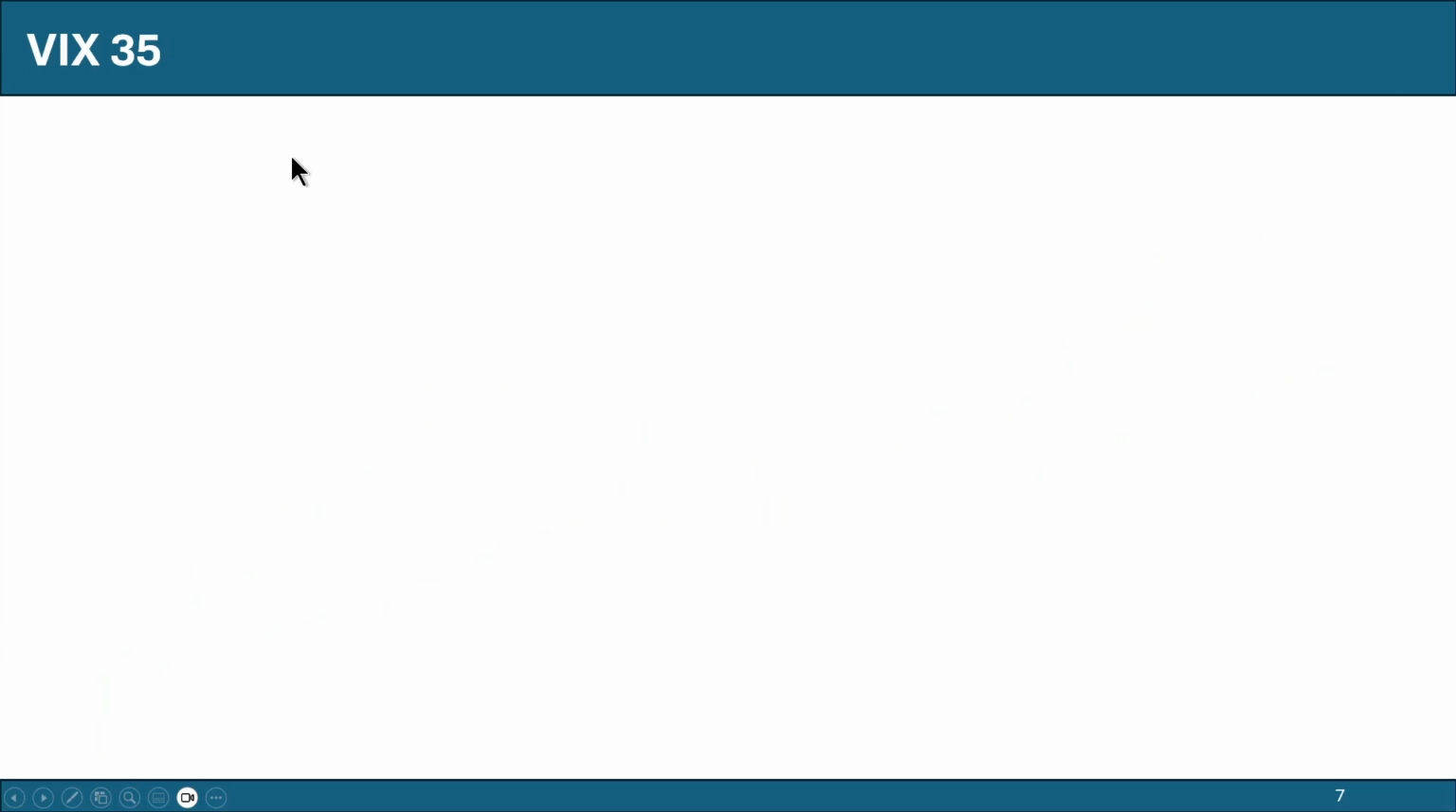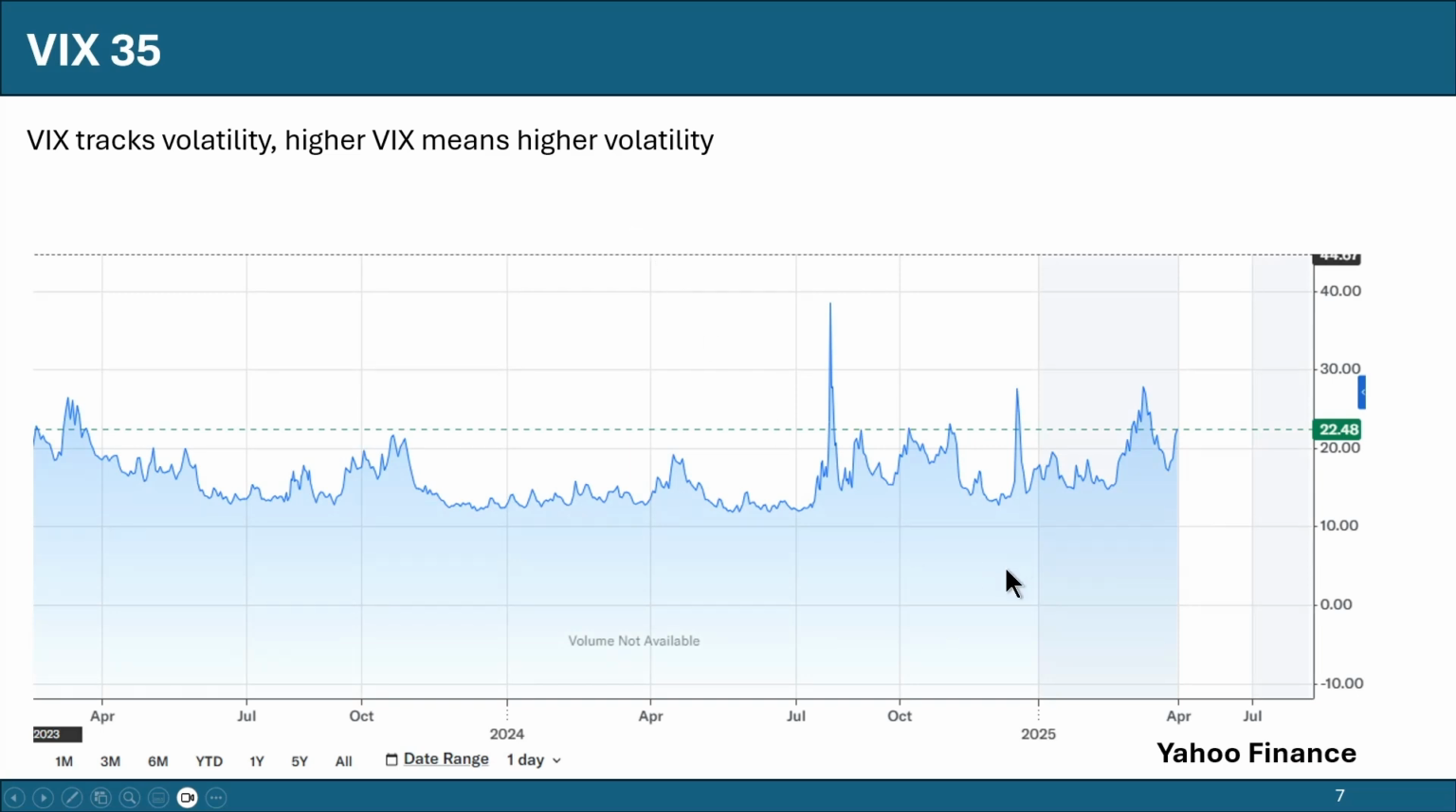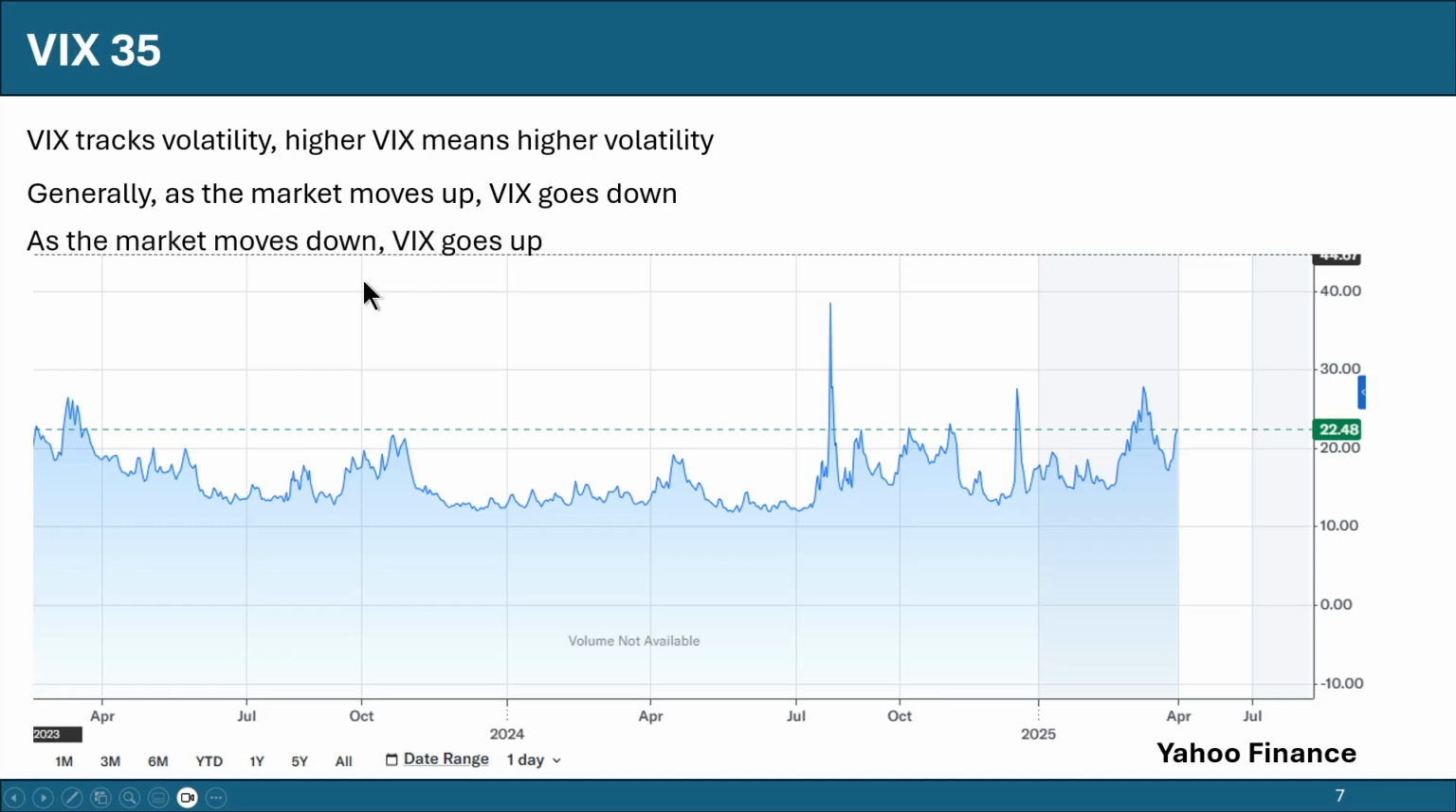Now, what really made me want to make this video was talking about the VIX 35. So VIX tracks volatility. A higher VIX means higher volatility, and this is the chart of the VIX. You can see most of its time it spends between 10 and 20. So generally, as the market moves up, the VIX goes down. And as the market moves down, the VIX goes up.